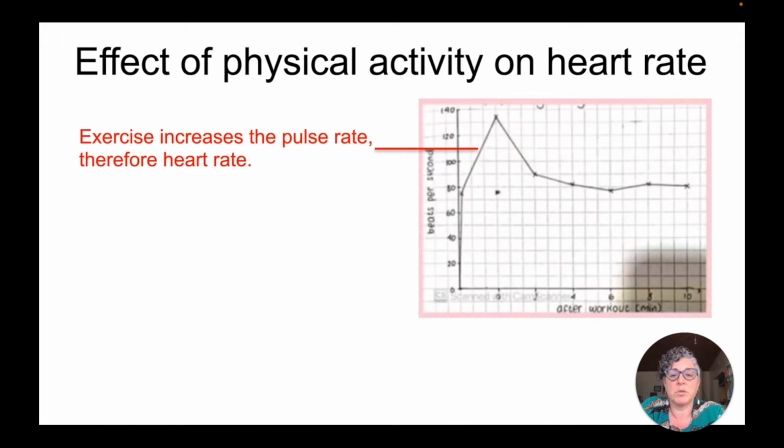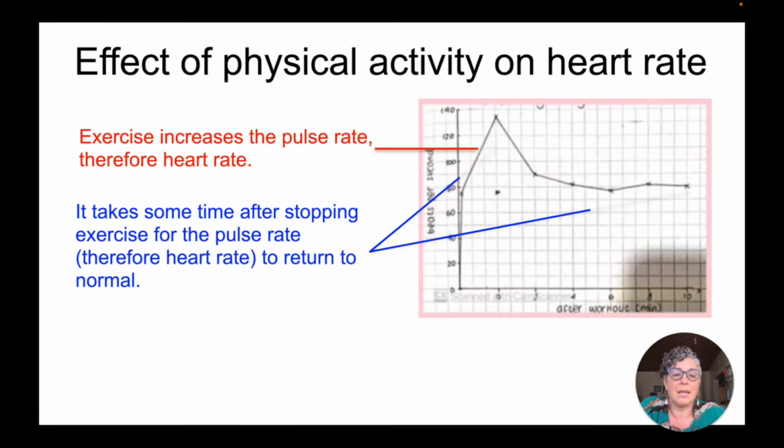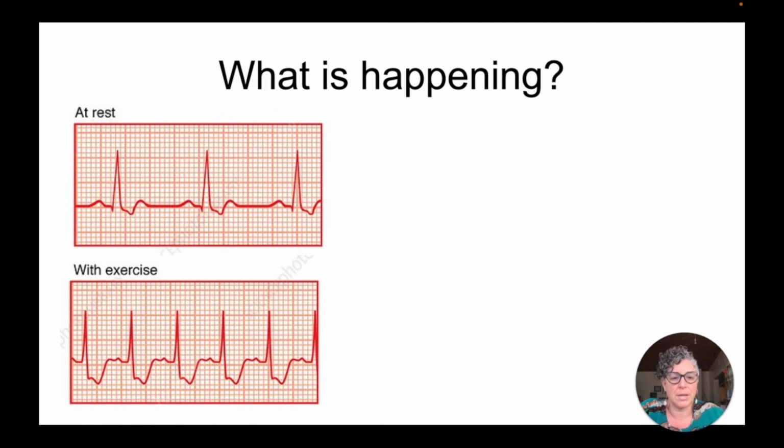So in our description, we saw that there was an increase in the pulse rate, and so therefore the heart rate had increased based on exercise, and that it took some time after stopping exercise for the pulse rate and therefore the heart rate to return back to a normal resting heart rate. So what is actually happening here?